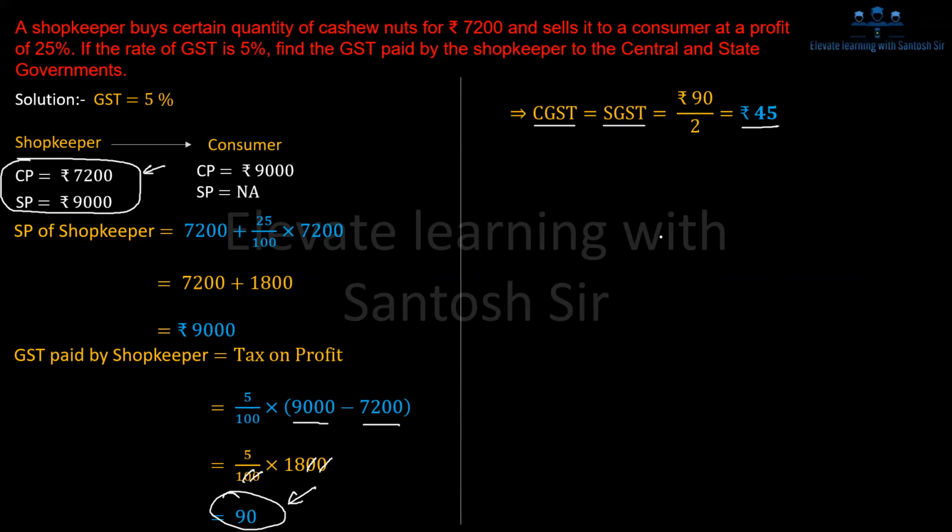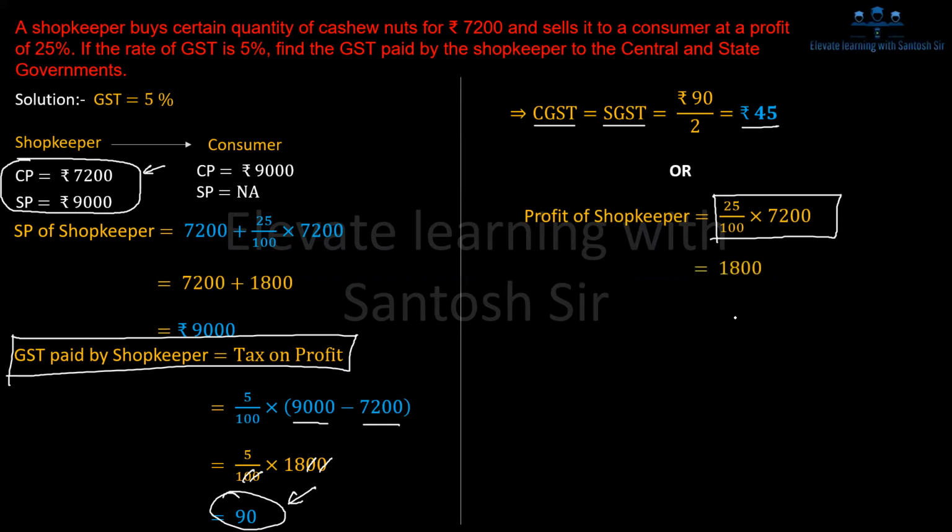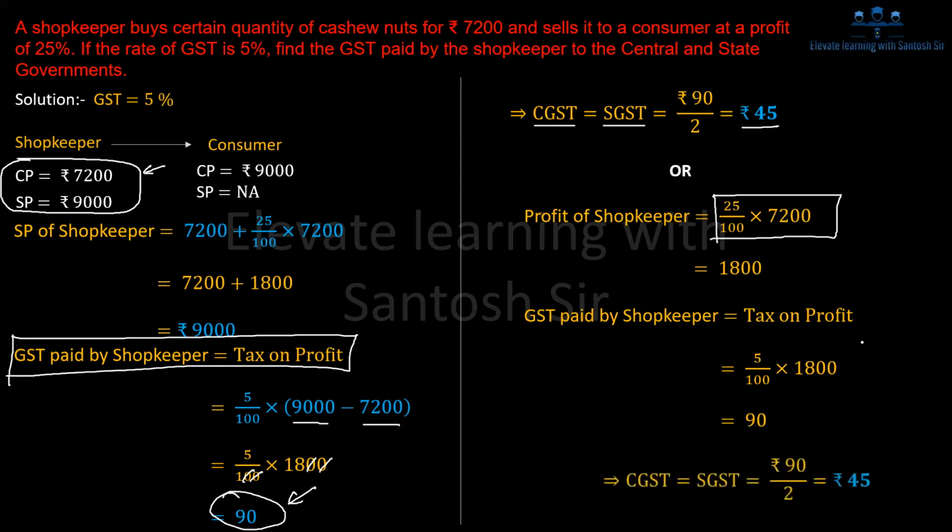There is one more way of solving this question, if you are very much aware that GST is nothing but tax on profit. In this case, we can quickly calculate the profit of the shopkeeper. We know that the shopkeeper has made a profit of 25%. So his profit will be 25% of 7,200, which is nothing but 1,800. And net GST will be the tax on profit, that is 5% of 1,800, which is 90 rupees. And then SGST is equal to CGST is equal to rupees 45. I hope you have understood this question.